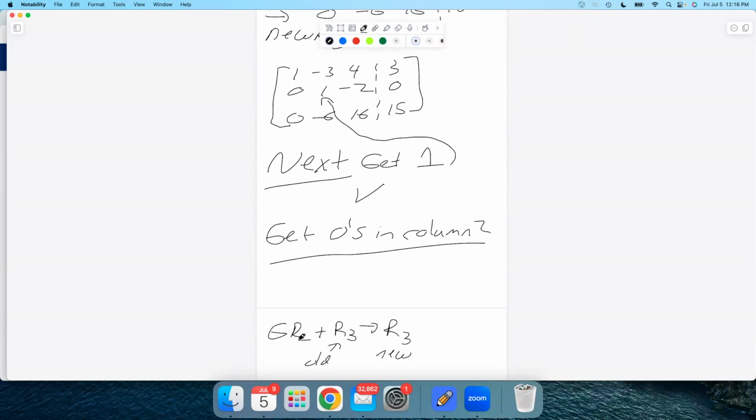I'm only going to write all this old/new stuff a couple more times. This is the way it always works. Take some copy of that 1, wherever the 1 is, plus the guy you're trying to change, into a new version of that row you're trying to change.